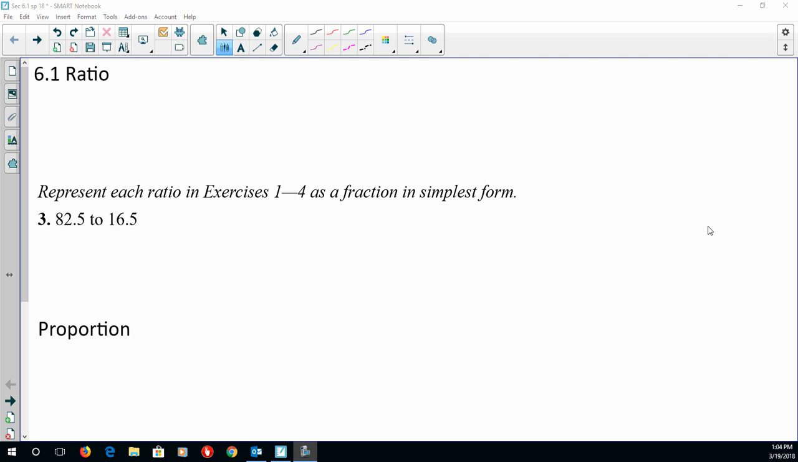Let's get looking at chapter 6 now. This is an important chapter that students don't seem to understand very well. Well, at least college students don't seem to understand it very well. In section 6.1, we don't really do any geometry, we just do some algebra. And the first thing is to make sure we understand what we mean by a ratio.